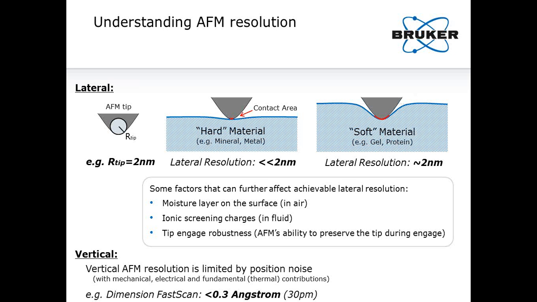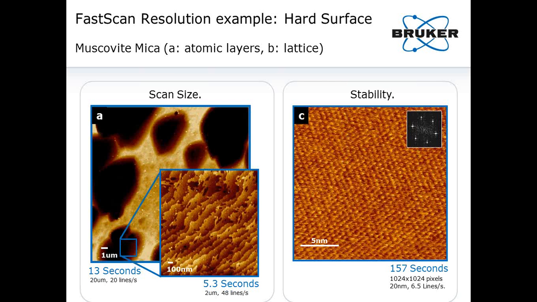Here, 2 examples of resolution, one on a relatively hard material, the other on a soft material, both obtained with a Dimension FastScan. This slide shows the surface of Muscovite mica, imaged in air. The left image shows a relatively large scan area, 20 micron, of a mica surface previously etched with hydrofluoric acid. The morphology shows multiple edge pits of several microns.